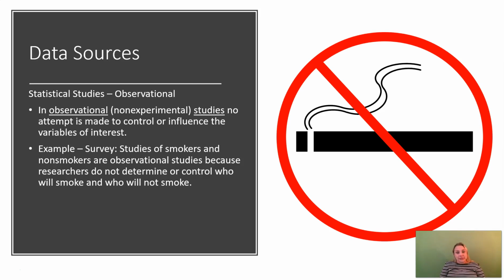Let's talk about data sources in terms of studies. So we have statistical studies that are observational, which are considered non-experimental studies because you don't make any attempt to control or influence your variables of interest. So if I'm looking at the differences between smokers and non-smokers, I'm not going to force a non-smoker to become a smoker or a smoker to become a non-smoker just to suit my question for my research. So I'm going to take existing smokers and existing non-smokers and go from there. So that kind of makes it more of a non-experimental study.